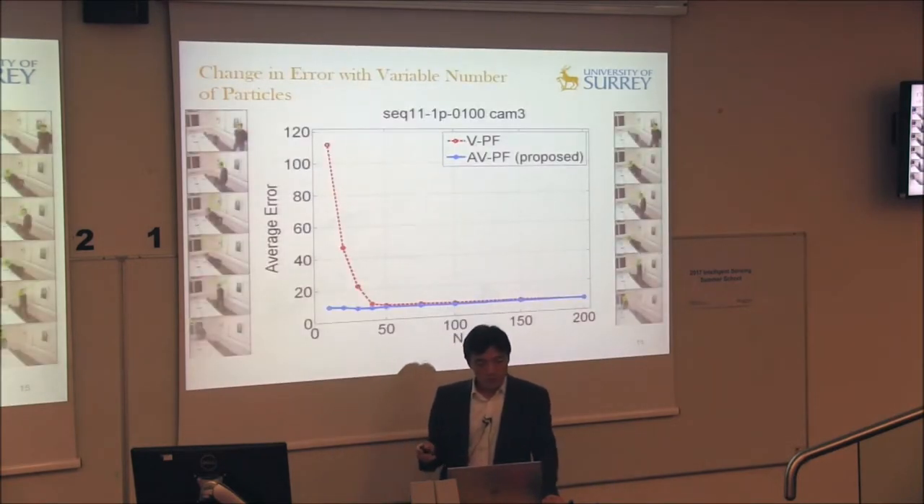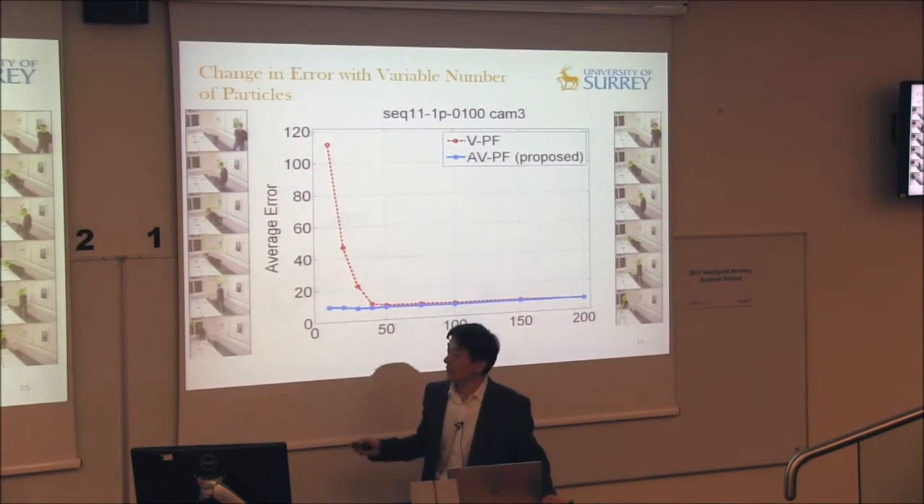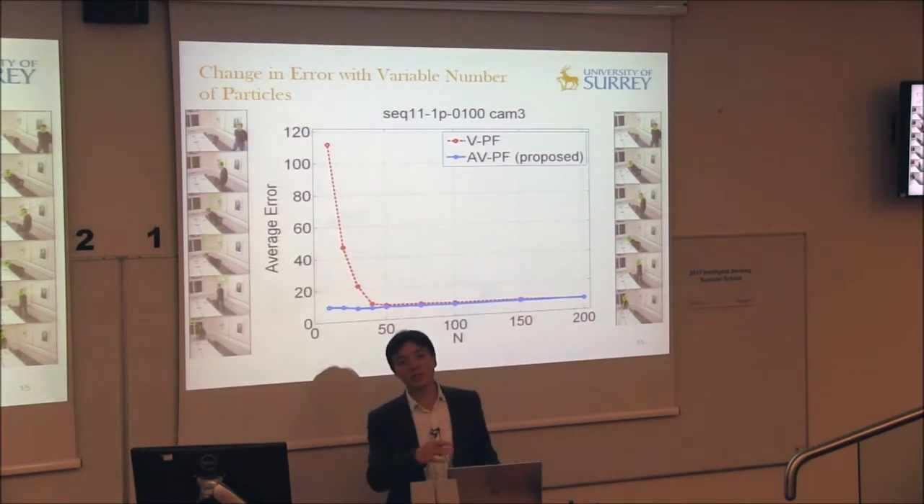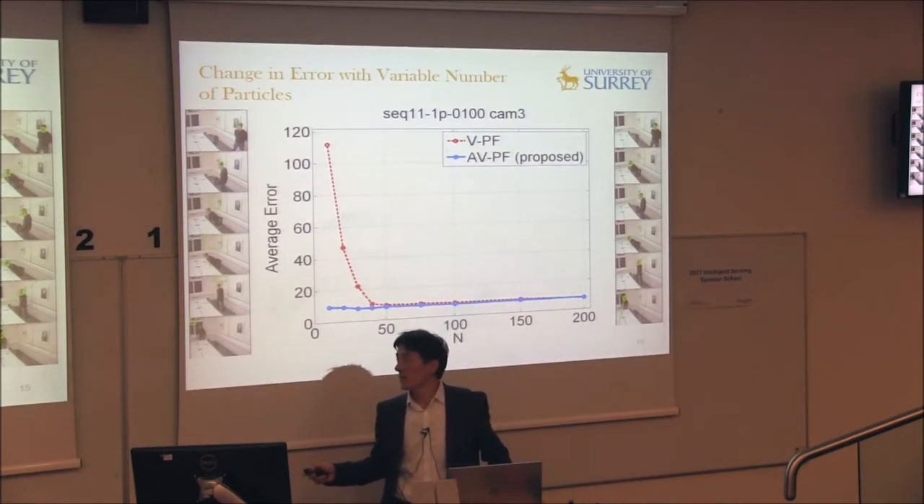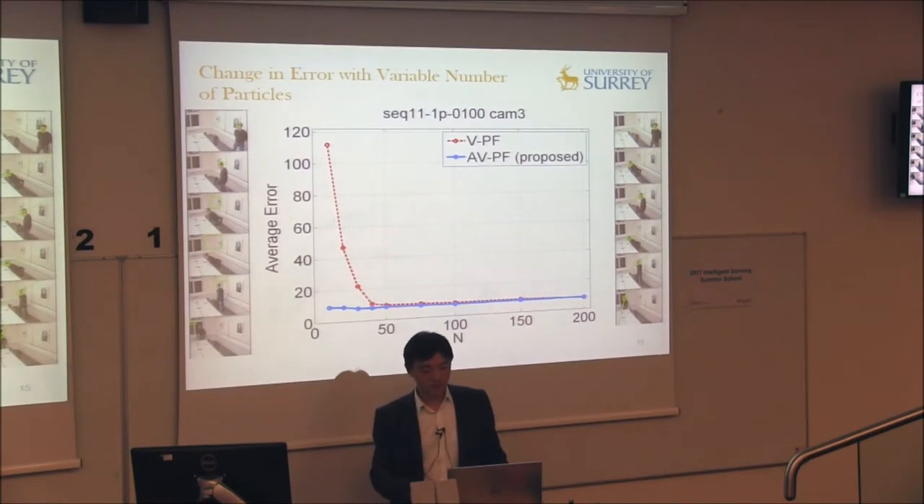This figure shows that, as I explained earlier, the performance of the particle filter depends on the number of particles you're using. Here is one of the sequences we tested. If you change the number of particles, the particle filter alone can fail if you use a very small number of particles. Of course, it doesn't always fail, but it can fail in some sequences. If you use the audio information, that can compensate and mitigate this issue.